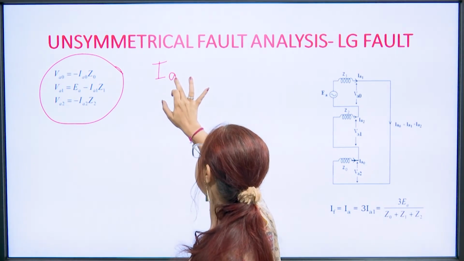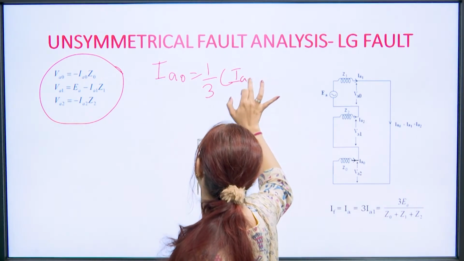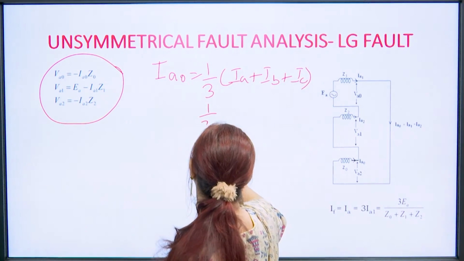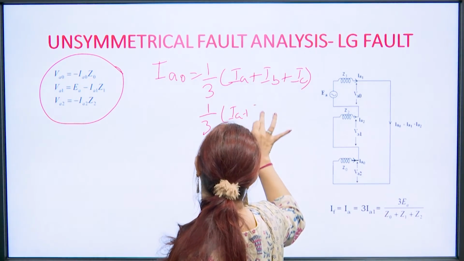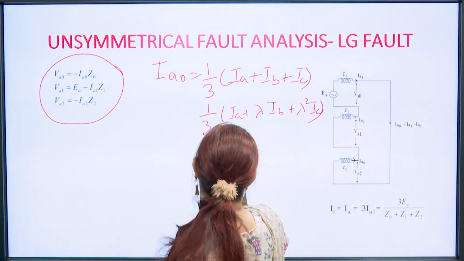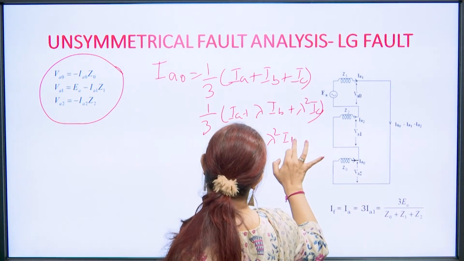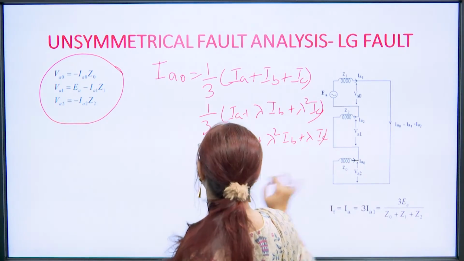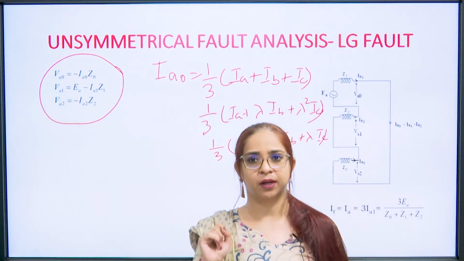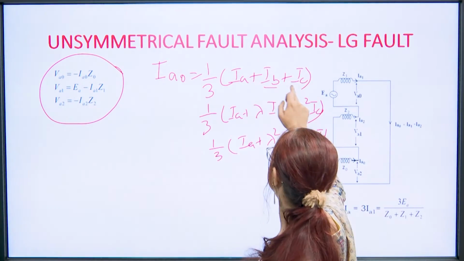And how are we going to do it? जैसे IA0, we have studied the formula 1/3 (IA plus IB plus IC), right. Similarly 1/3 (IA plus lambda IB plus lambda square IC) and 1/3 (IA plus lambda square IB plus lambda IC). पॉजिटिव, नेगेटिव एंड जीरो सीक्वेंस का कंपोनेंट हम लोगों ने पढ़ा था, रिप्रेजेंटेशन दिख रहा है यहाँ पर. Now what we will do, we will put the boundary condition values here. What? IB and IC are equal to 0.